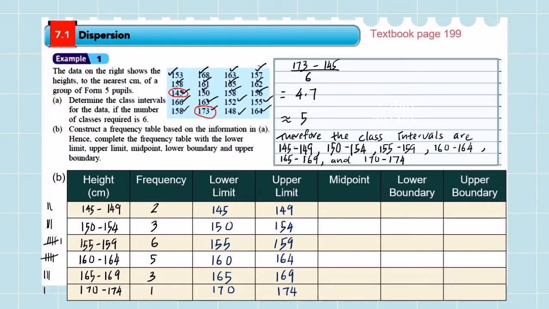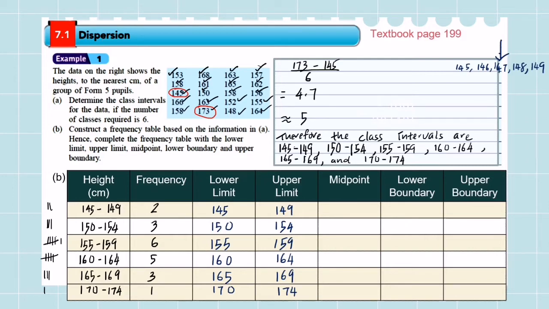Okay, what is midpoint? Midpoint is the number that is at the middle. Okay, for 145 to 149, so I write here 145, 146, 147, 148, 149. The number at the middle is the midpoint.